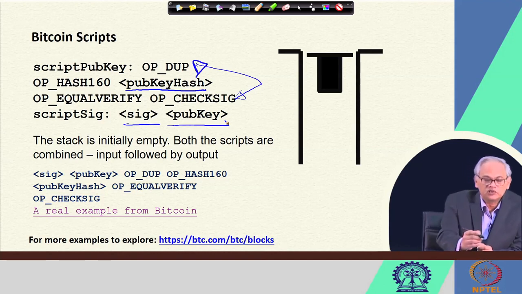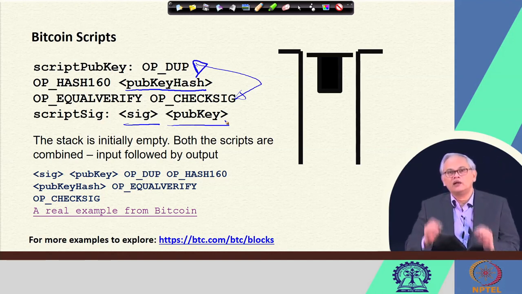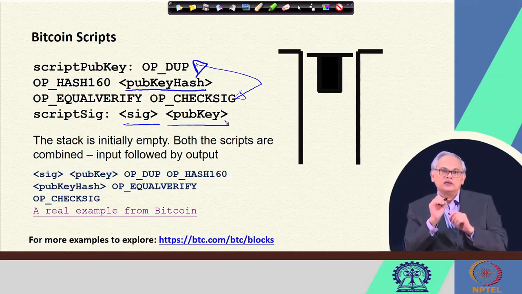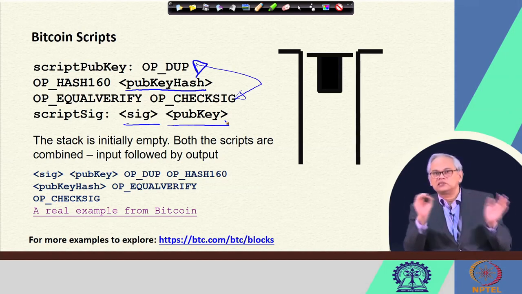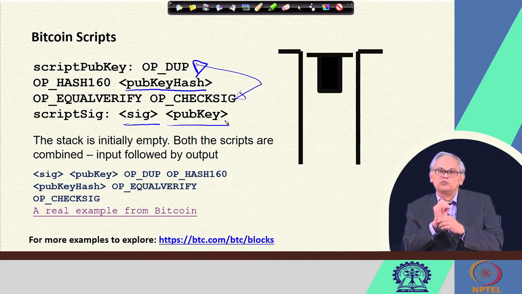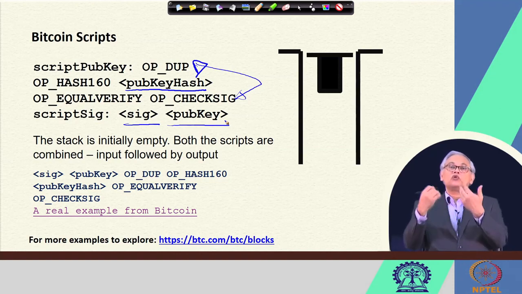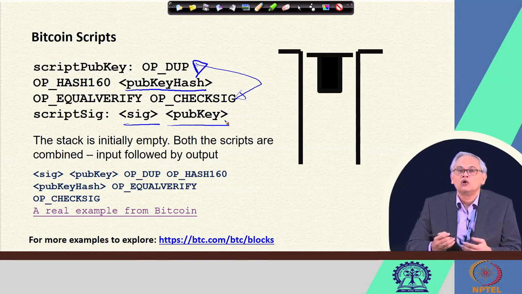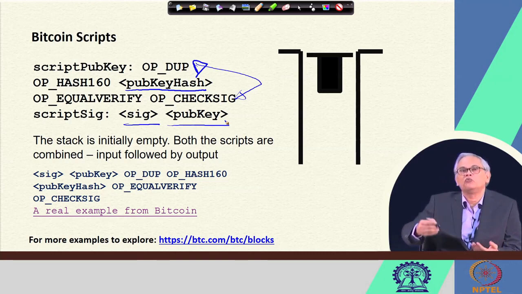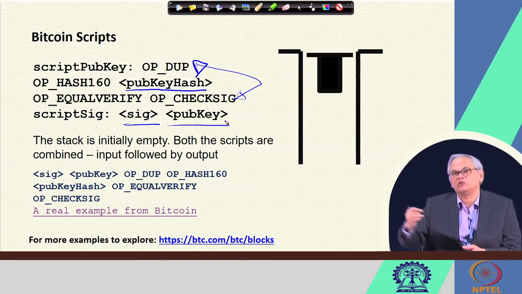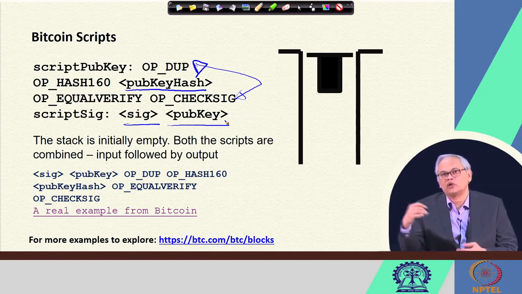So, what we have is the script pub key and script sig, and now consider the situation that Alice has sent those 40 bitcoins to Bob, and now Bob is trying to claim those 40 bitcoins. This claiming, as I said, would be when Bob would like to spend those 40 bitcoins, maybe by transferring say 30 bitcoins to Carol.